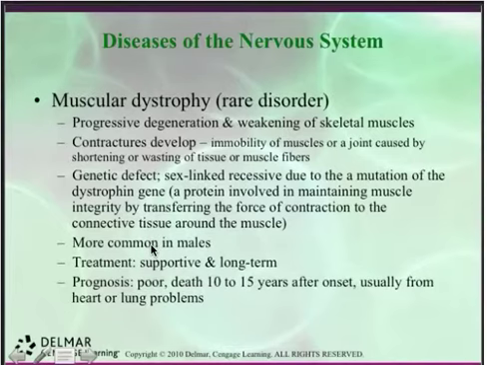As a result, you only need one bad copy of the gene for the disease to show up. The treatment is supportive and long-term, and the prognosis for the most severe forms is poor. You generally see death 10 to 15 years after onset from heart and lung problems. Duchenne is the most common form of the disease. Signs and symptoms are usually present by age 5.